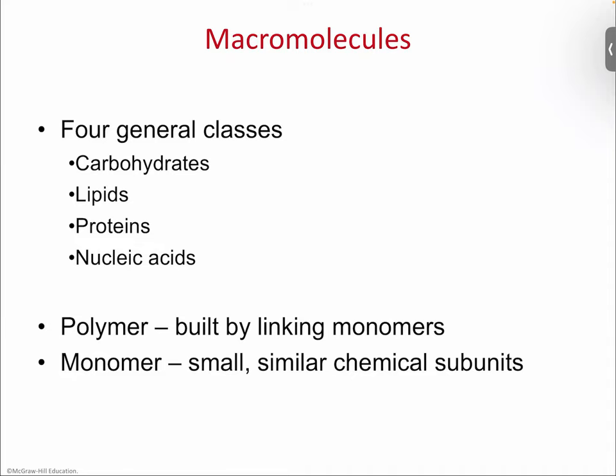So let's go ahead and take a look at our molecules, right? So we have our four major macromolecule groups: our carbohydrates, our lipids, our proteins, and our nucleic acids. And so what we want to do basically is start defining some things here. First of all, these macromolecules are built with a similar pattern. So first of all, they all start with a monomer, which is typically a single subunit in this particular group, right?